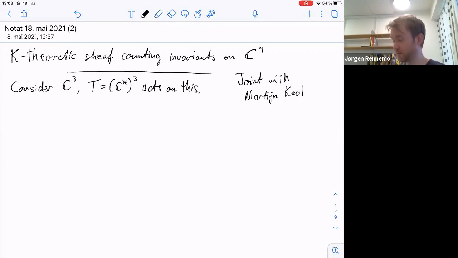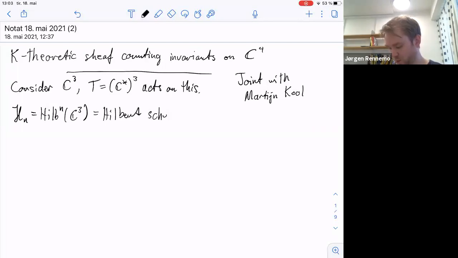And so in 3 dimensions, the story is Donaldson-Thomas theory. Let me get the pieces on the board to introduce Donaldson-Thomas theory for this variety. So we start by looking at the space Hn, which is my notation for the Hilbert scheme of n points on C3.